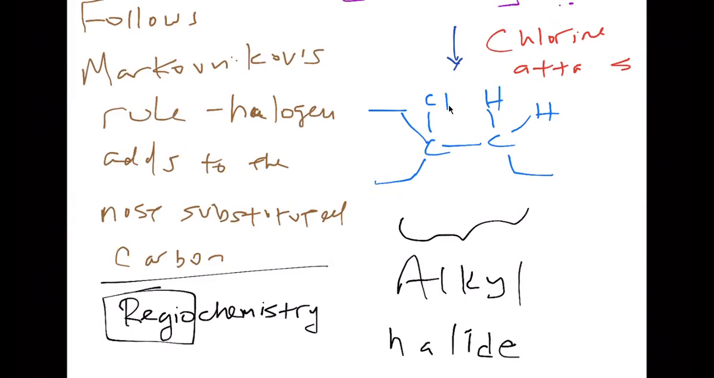Right, so if you've got a competition, kind of like a competition between the two carbons in the alkene, one of those carbons is going to get the halogen added to it, the other gets the hydrogen. So that's what you call regiochemistry. There's a region where the halogen goes, and then there's a region where the hydrogen goes. So that's what Markovnikov's Rule is dealing with.